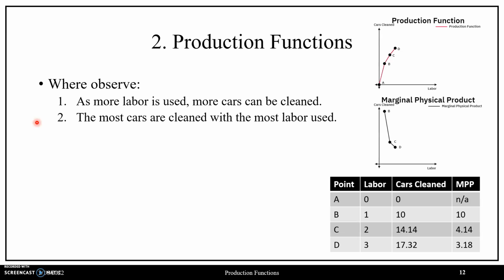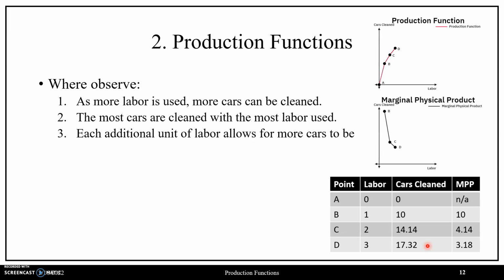So then, due to this property of more inputs then more output, this then leads us to seeing also that the most cars being cleaned is going to occur when the most labor is being used, which is going to occur at point D in terms of our graphical representation of the production function. And we can also see this in our table representation. At point D, with 3 units of labor, the amount of cars being cleaned is 17.32, which is the highest of all other varying quantities of labor. And then now moving on to our rate of change, or our marginal physical product, we saw that each additional unit of labor brought about more cars being able to be cleaned, but not as much as the last unit. And we can see this with our positive but downward sloping marginal physical product.